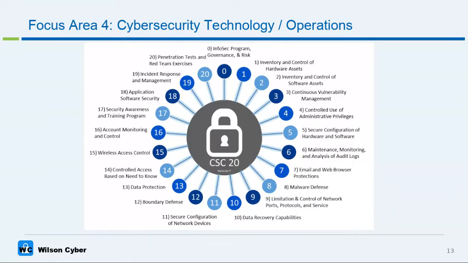Control 6 is maintenance, monitoring, analysis of audit logs. Control 7, email and web browser protection. Control 8, malware defense. Control 9, limit and control network ports, protocols, and services. Control 10, data recovery capabilities. Control 11, secure configuration of network devices. Control 12, boundary defense. Control 13, data protection. Control 14, controlled access based on the need to know.